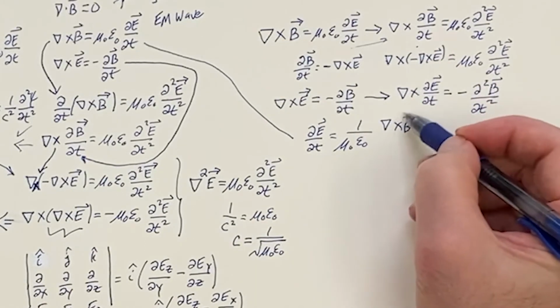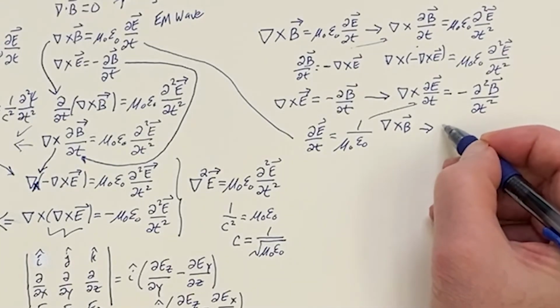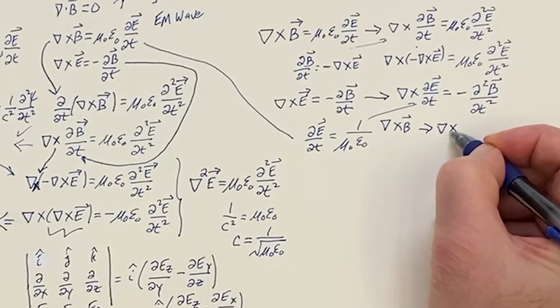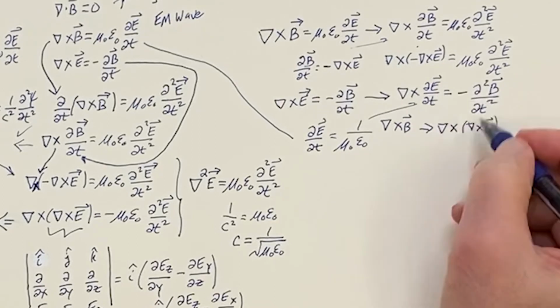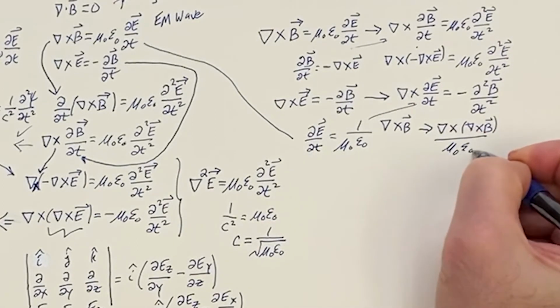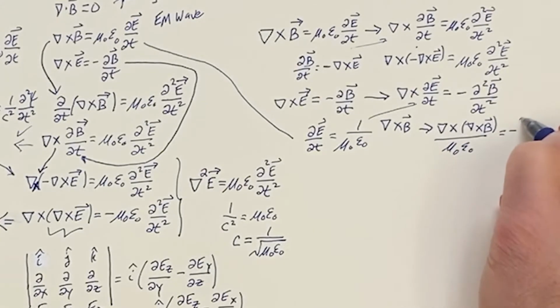the same kind of steps, this is going to go in here. Then we're going to get del, see, a curl of a curl, like we did before. And this is going to be over mu naught epsilon naught. And here we have a minus second derivative with respect to B.